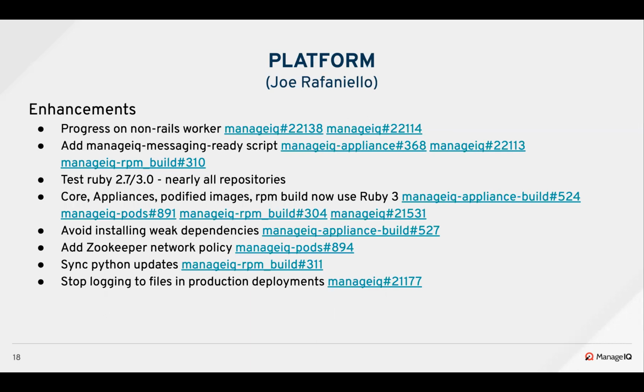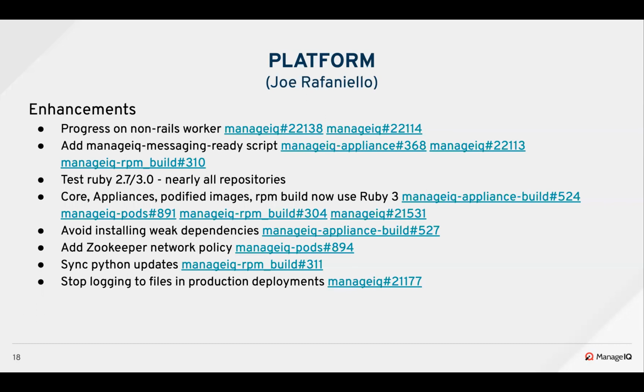Okay, for core enhancements, Adam made some progress towards the non-Rails workers by allowing the application worker code to define and start a non-Rails worker through a proc or Lambda. Next, Nasser added the ManageIQ messaging ready service and script, whose responsibility is to check if Kafka is ready.